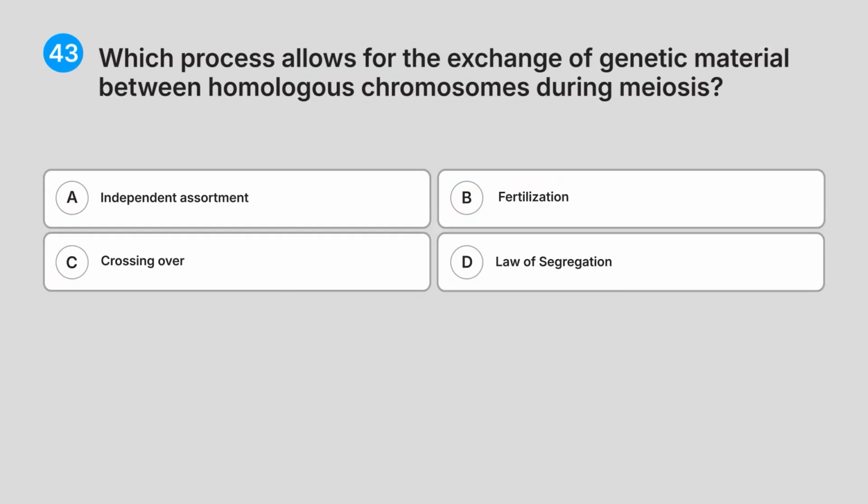Which process allows for the exchange of genetic material between homologous chromosomes during meiosis? A. Independent assortment. B. Fertilization. C. Crossing over. D. Law of segregation. Can you guess the answer?